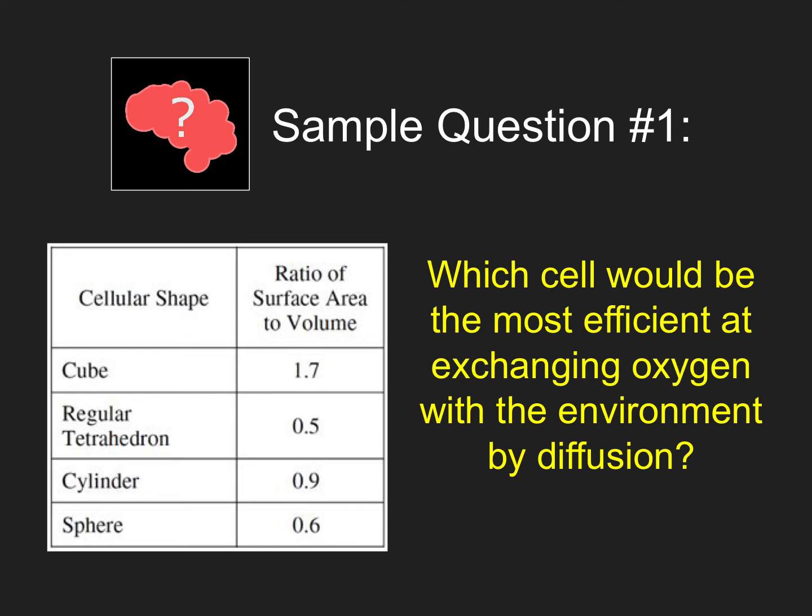Okay, I hope that you picked that the cell with the largest surface area to volume ratio would be the most efficient, and it really doesn't matter what that shape is. Overall, what you are looking for is the largest number. The largest number here is 1.7, so this cube-shaped cell would have the largest surface area to volume ratio and would be most efficient at exchanging oxygen.